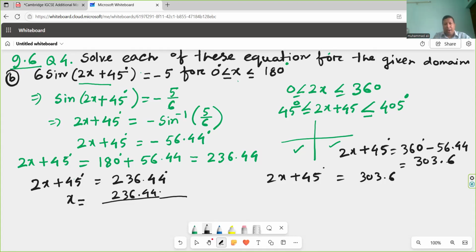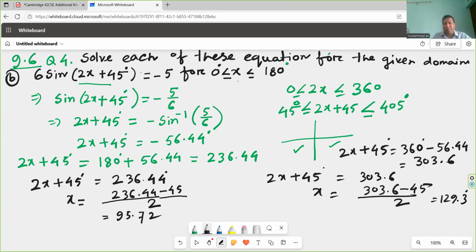Now if you want to get the x value, 236.44 minus 45 divided by 2, the result will come 95.72. And here also x equals 303.6 minus 45 divided by 2. So the result comes 129.3 degrees. So both of these are the answer, the x values.